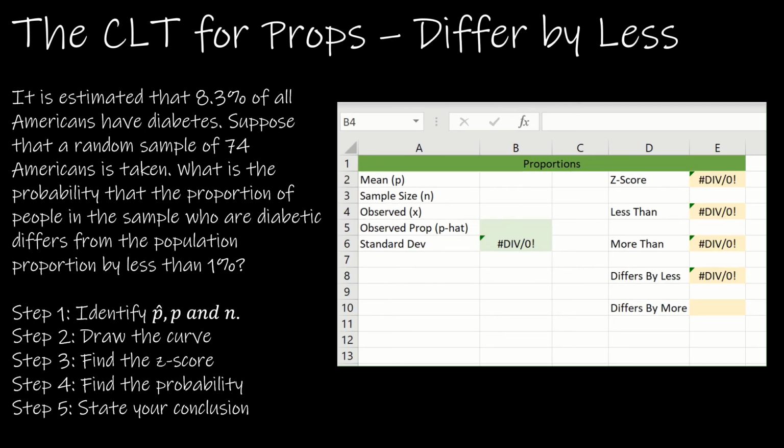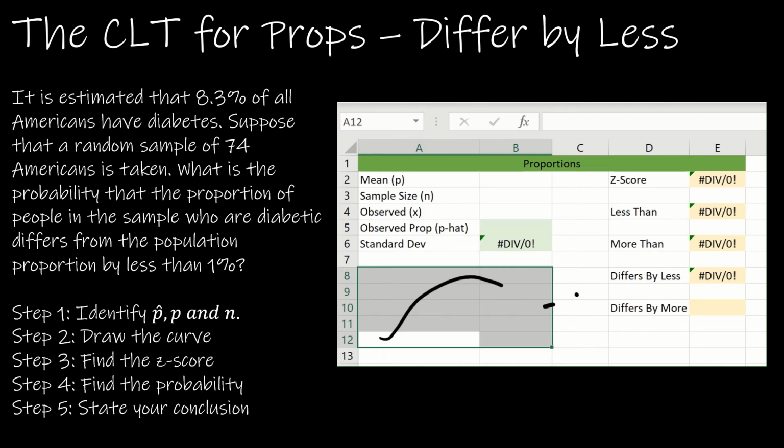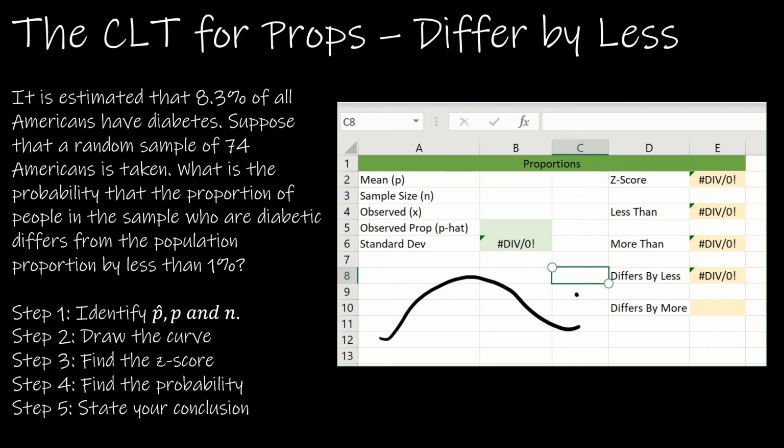Let's look at another example now in differing by less than. And if you'll recall, when we thought about that picture before, I keep doing that, I'm sorry. If I thought about my really ugly picture before, what I'm saying is I've got some value that I'm expecting, in this case 8.3%, and I'm saying what's the probability that the sample differs from the proportion by less than 1%. So I'm going essentially 1% in each direction, 7.3% to 9.3%.